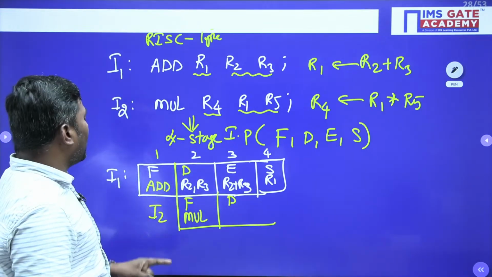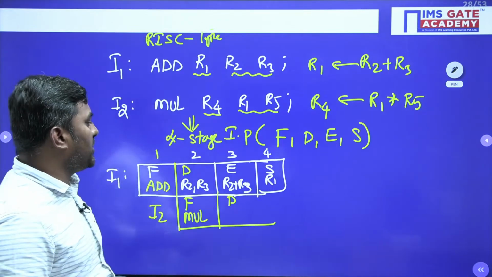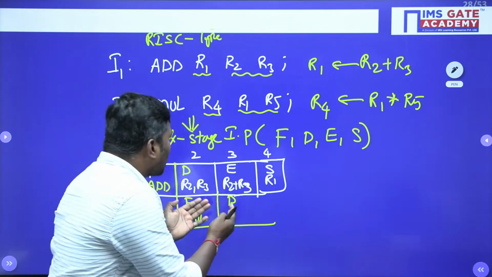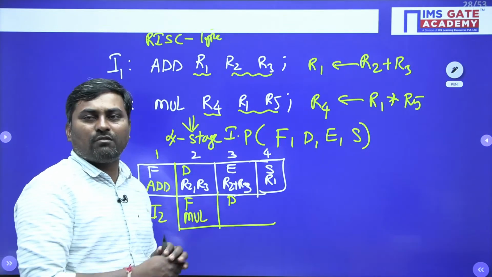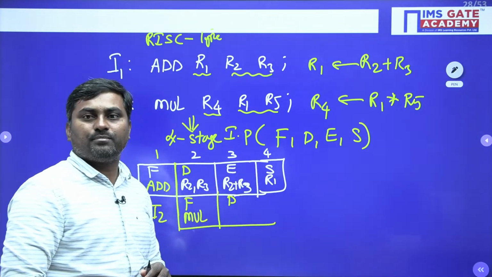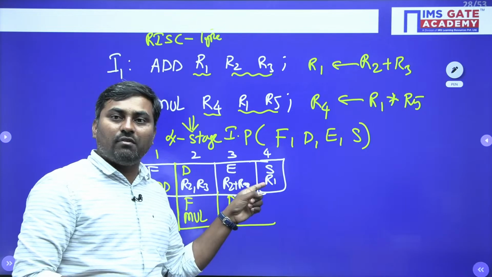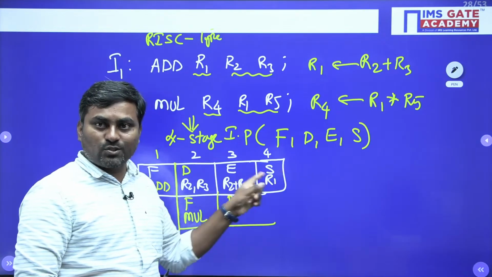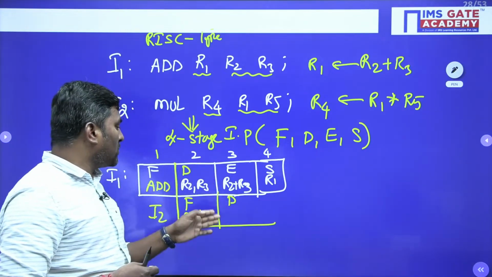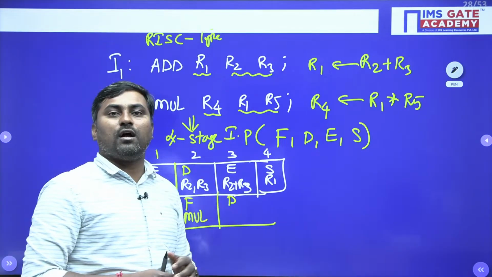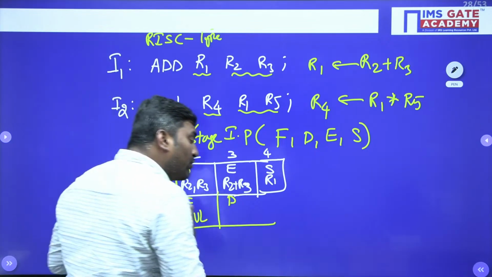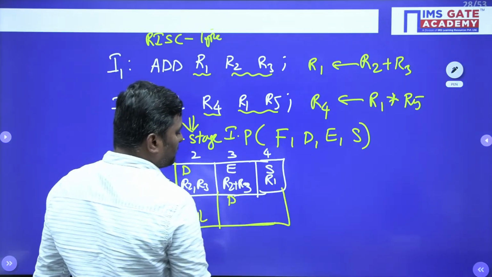Decode means determine the instruction and fetch the source operands. What source operands are required for the multiplication? R1 and R5. But can I decode R1, R5 now? Do we have R1 now? R1 is available only at the end of the 4th clock, because the R1 result is available after storing only. But I want to decode right now, at clock number 3, but that is available at the end of clock number 4. What to do? The second instruction has to wait until it is available.